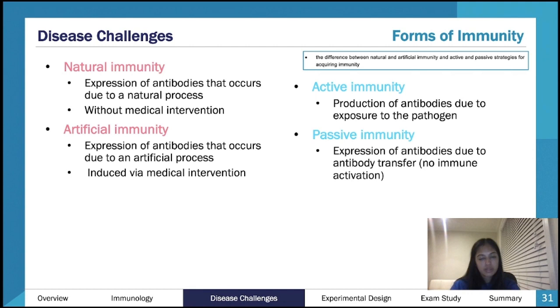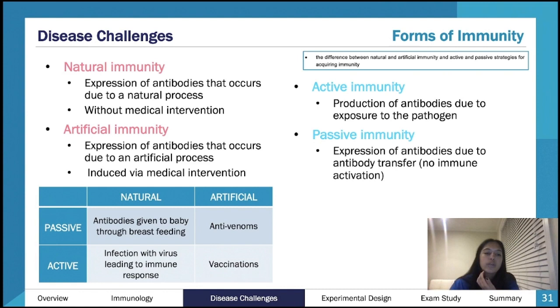So with your active immunity, this is when your antibodies are produced due to the exposure to a pathogen. Again, it might not be a natural process of infection, but this idea that your body is making its antibodies itself. And then with your passive immunity, this is when you are not making your antibodies yourself. So it's all about antibodies. Natural immunity, the antibodies have occurred due to a natural process. Artificial immunity, the antibodies have occurred due to an artificial process. Active immunity, the antibodies have occurred due to your body making them. Passive immunity, they've been made by something or someone else.